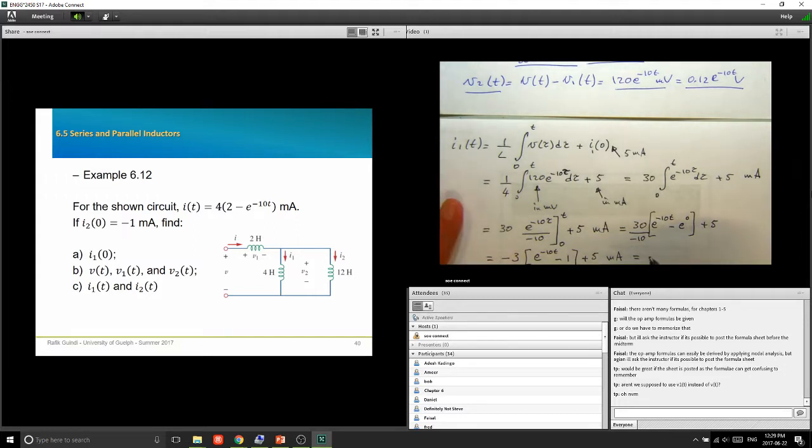That's equal to 3 minus 3e to the negative 10t plus 5 milliamps. So I have here plus 5 and plus 3. So I'm getting 8 minus 3e to the negative 10t milliamps.